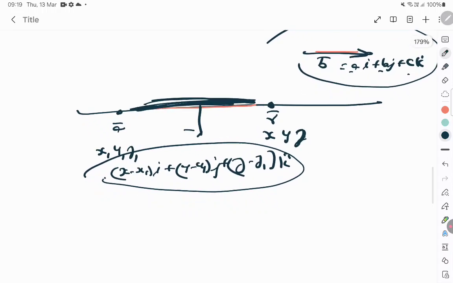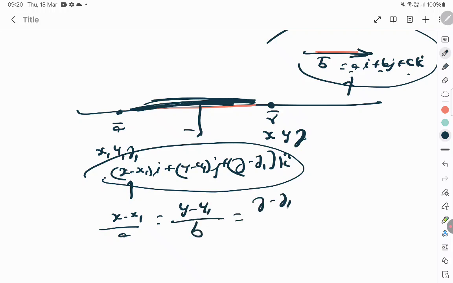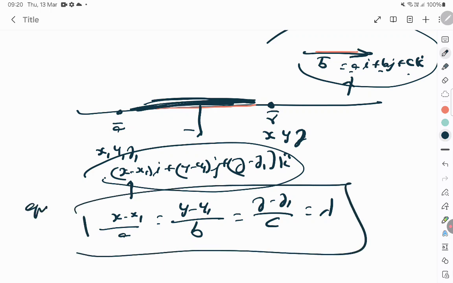So a1 by a2: a1 here is x minus x1, and a2 here is a. So x minus x1 by a is equal to y minus y1 by b is equal to z minus z1 by c is equal to lambda. This is the equation of the line in 3D in Cartesian format. By Cartesian you have x, y and z. Are you clear?